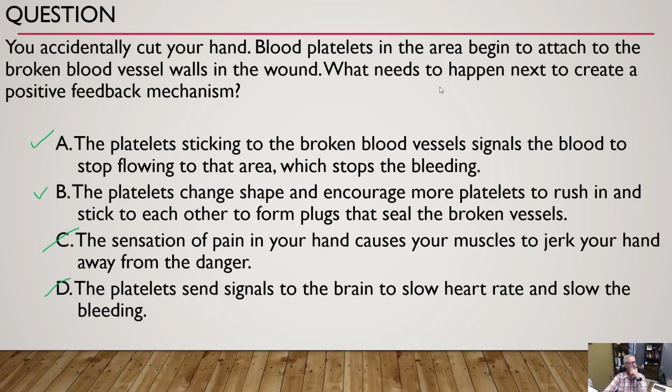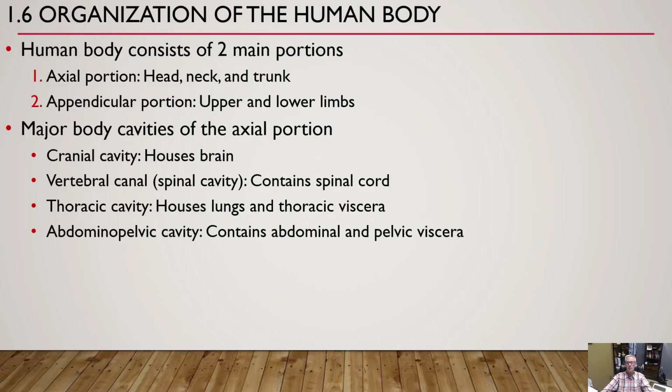So if we go back to the question, basically it's asking about a positive feedback mechanism. So A does not address anything with positive feedback mechanism. So we're going to get rid of A. Answer B does address positive feedback mechanism. Encourage more platelets to rush in. So encourage more platelets, and encourage more platelets, and hope that we reset the system. So that's how we would kind of justify or rationalize why B is the right answer.